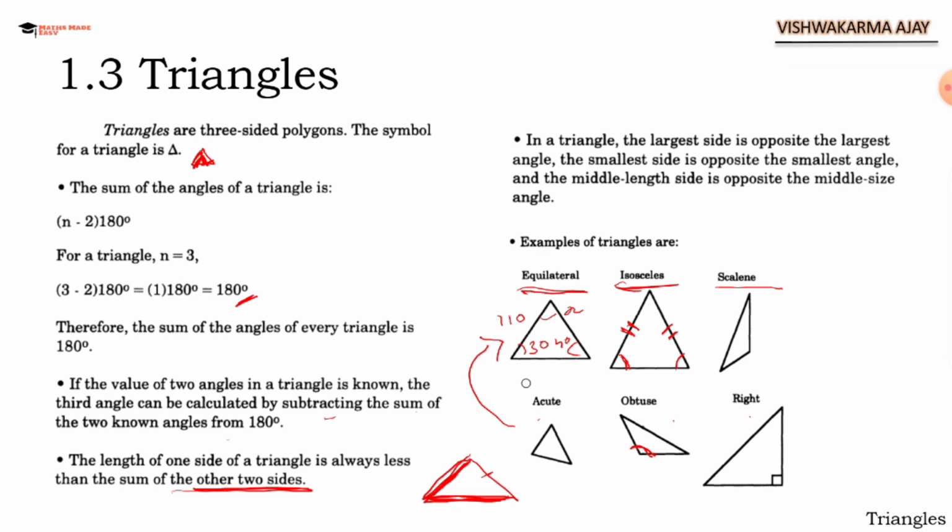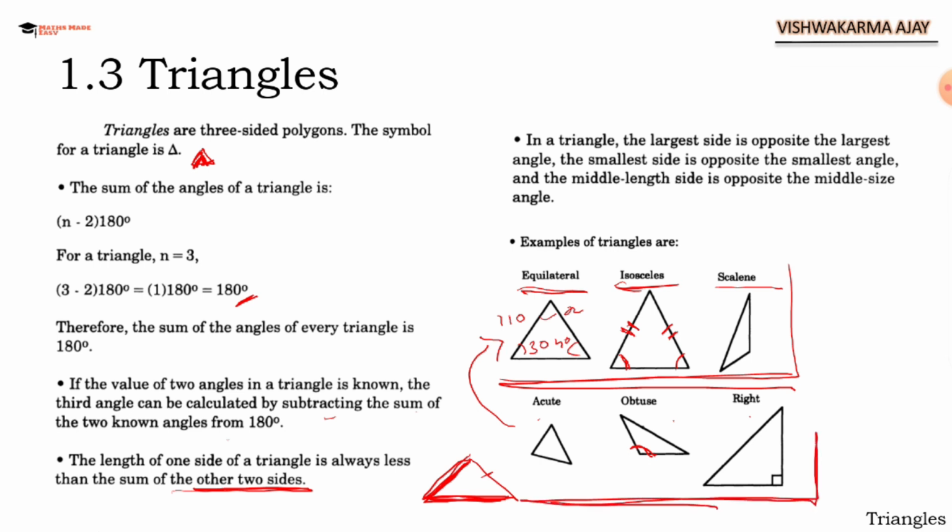So triangles are basically 6 types. 3 of them are based on their sides and 3 of them are based on their angles. Based on sides: equilateral, isosceles and scalene. Based on angles: acute angle triangle, obtuse angle triangle and right angle triangle.